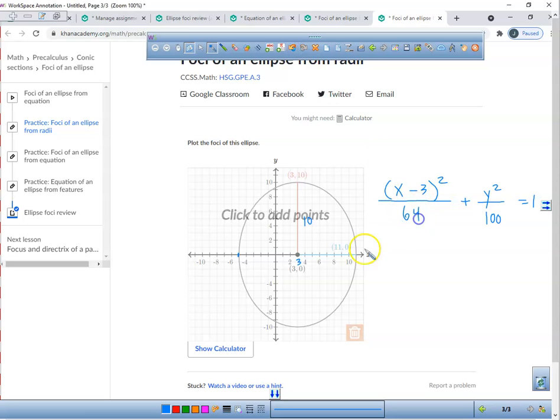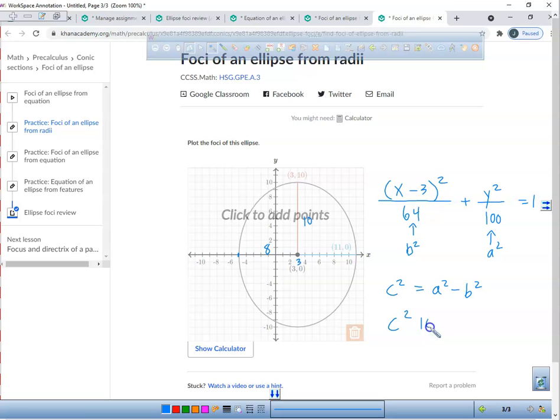64. Because that's 8. Now, this does not represent a squared. What does that represent? That represents b squared. This represents a squared. Does that make sense? So what am I going to do once again? c squared equals a squared minus b squared. Well, what is a squared? 100. What's b squared? All right. Take those away. What do you get? And what would c equal?